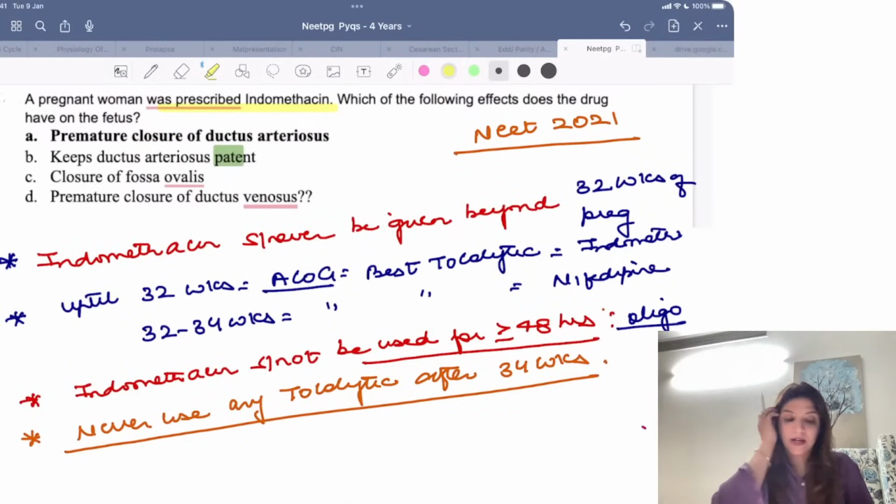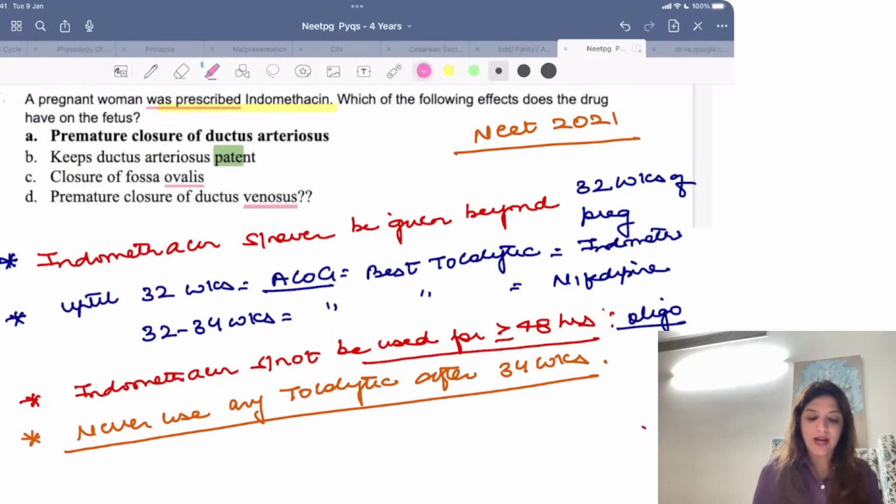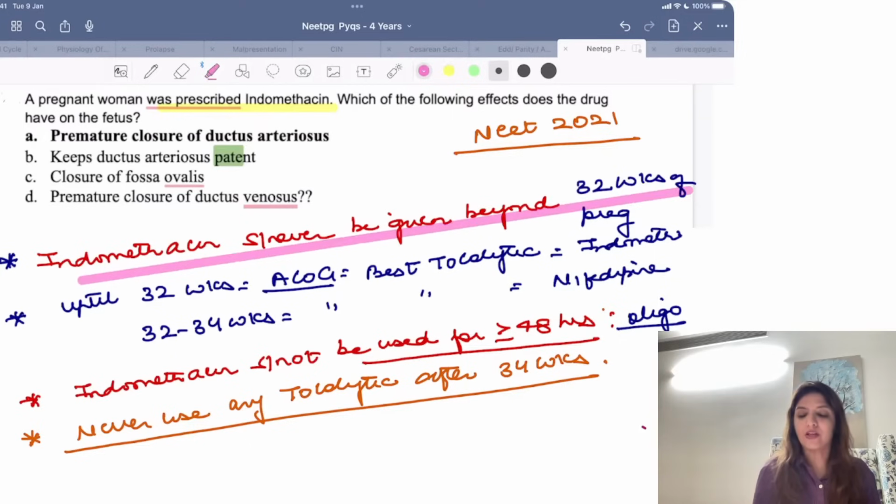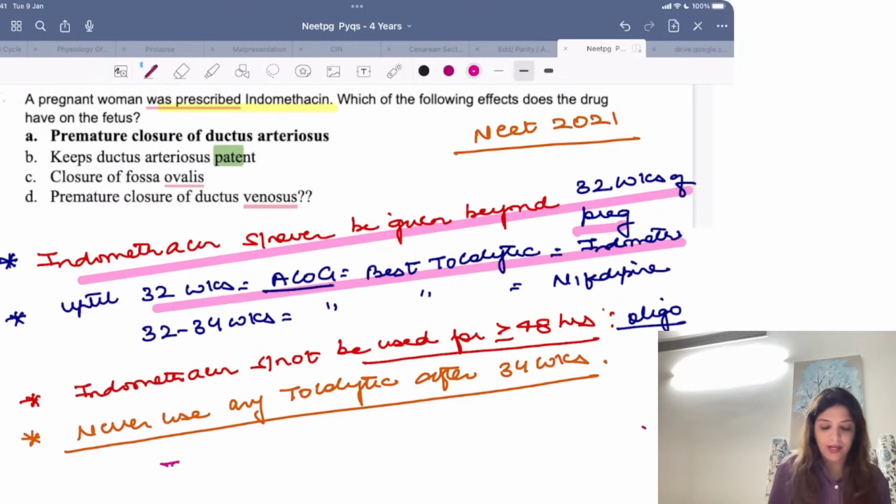Now because indomethacin can lead to premature closure of ductus arteriosus, that is why indomethacin is never given beyond 32 weeks of pregnancy, right? Now ACOG says that up till 32 weeks the best tocolytic is indomethacin. What do we use in India? In India, the tocolytic which we are using and which is the best is nifedipine.